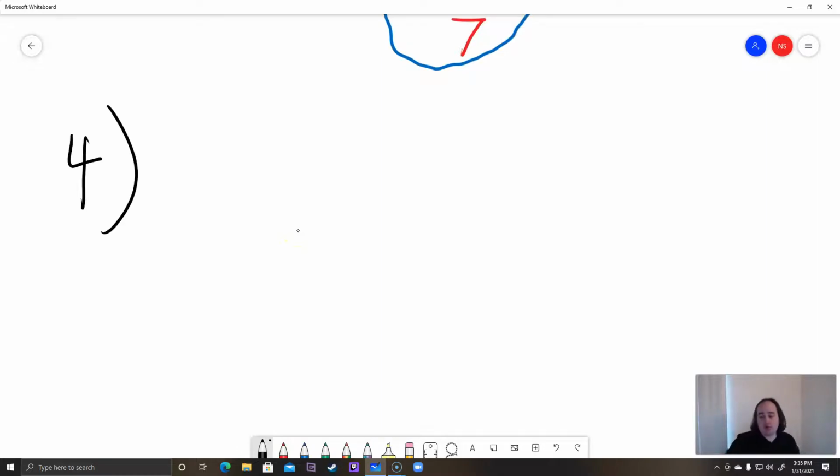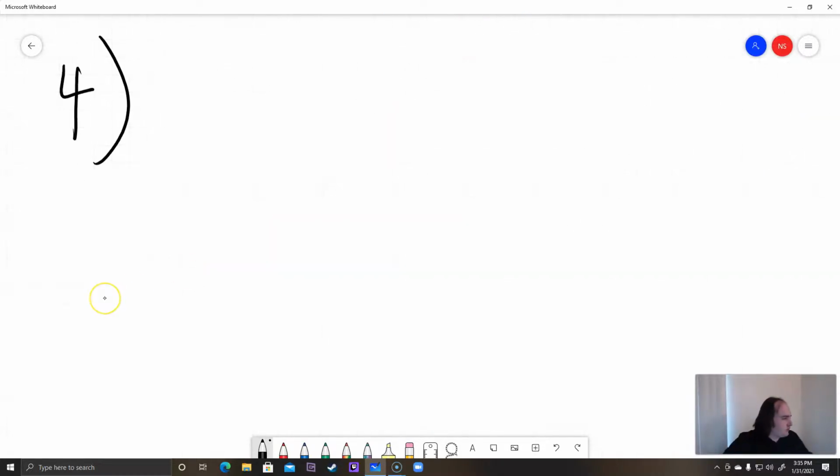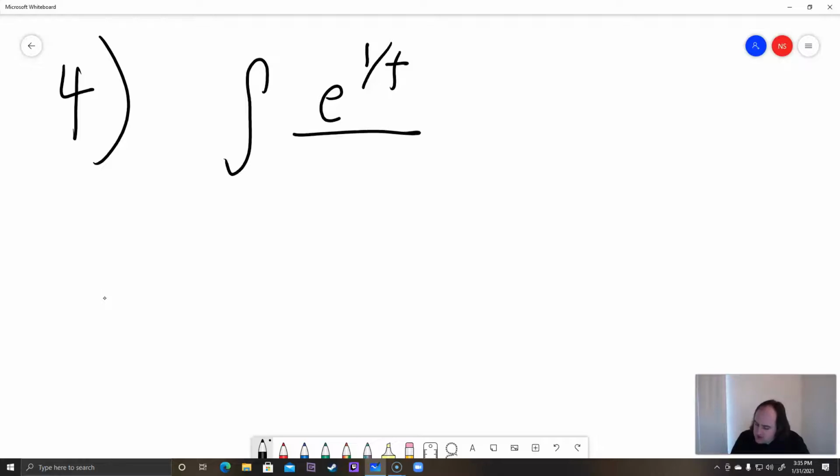Okay, so problem number 4. Problem number 4 is actually an interesting problem because it's the integral of e to the 1 over t, which is kind of unusual, but it's e to the 1 over t all over t squared dt.